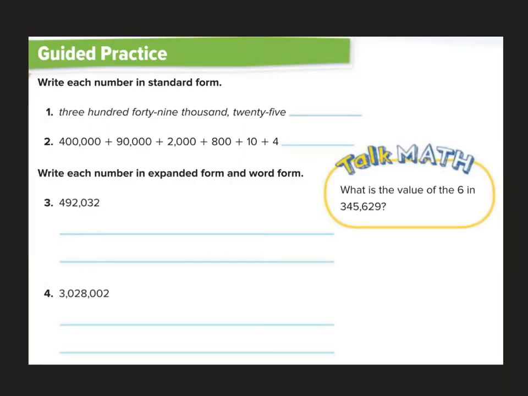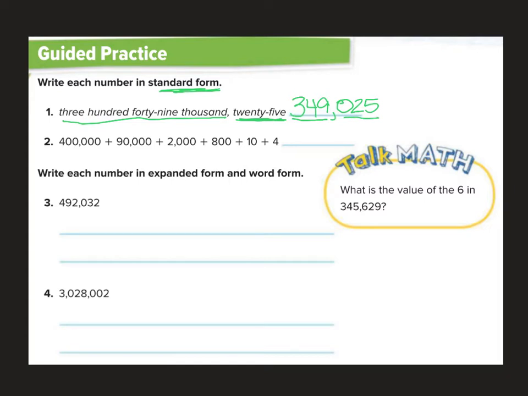Okay, let's try some more. Here's their guided practice. Write each number in standard form. Okay, so we have 349,000. So 349, comma, and then I need to write the number 25. I need to make sure that I show that I have 0 hundreds, 2 tens, 5 ones, so 25. So this would be the number 349,025.